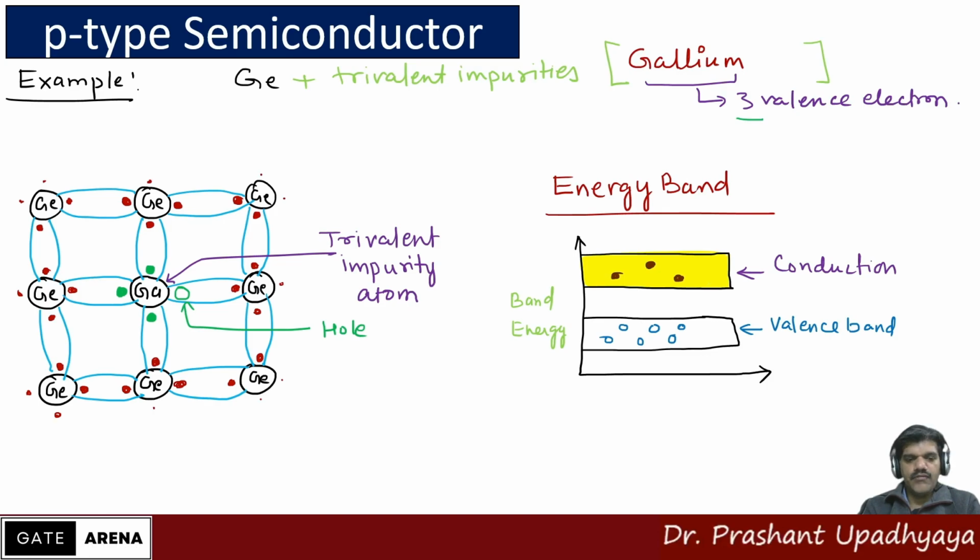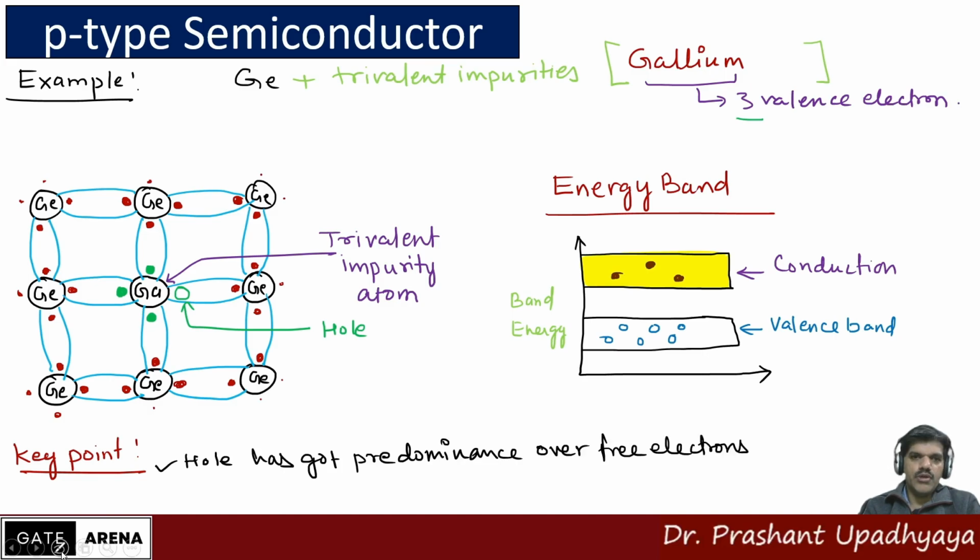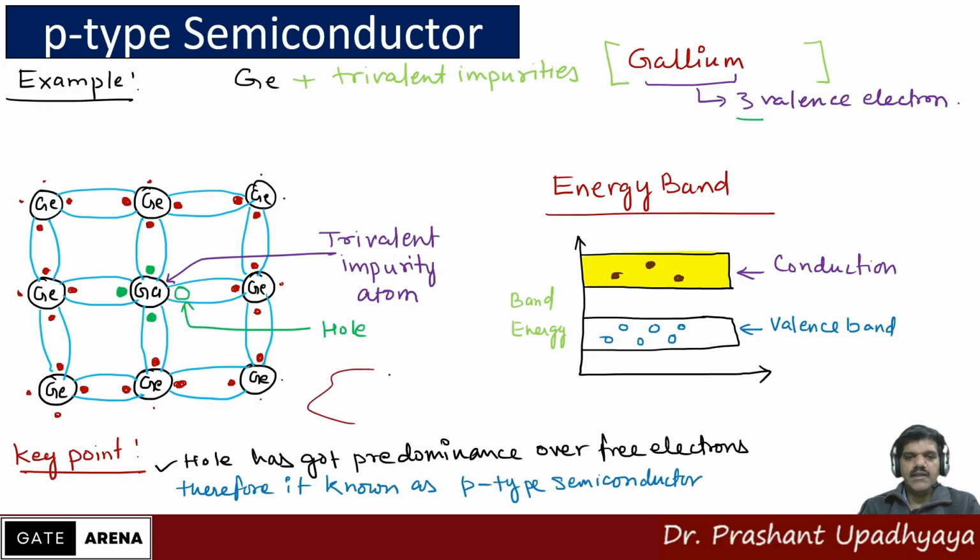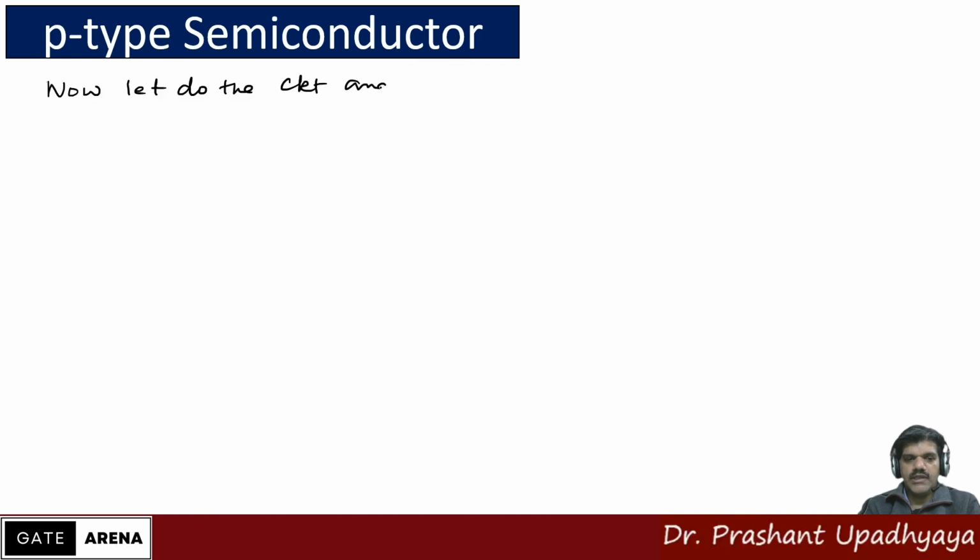What we can see from here is that we have to understand some key points: holes have predominance over free electrons, because we have more holes available in the p-type semiconductor. Therefore it is known as a p-type semiconductor, and we can say that this p stands for positive. P stands for positive. Now let's do the circuit analysis of a p-type semiconductor.